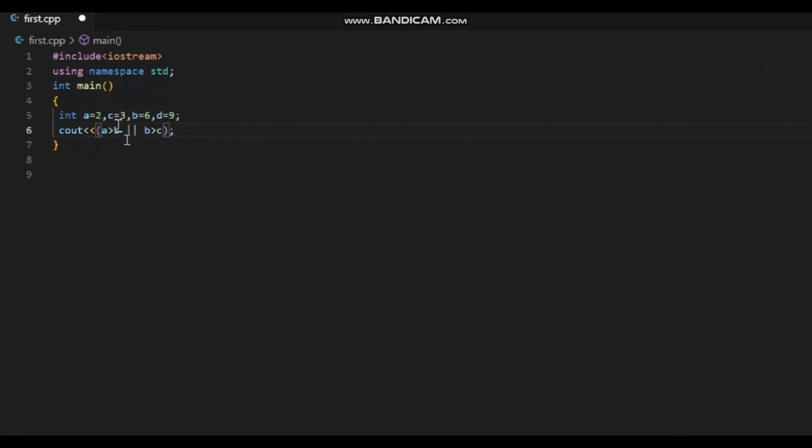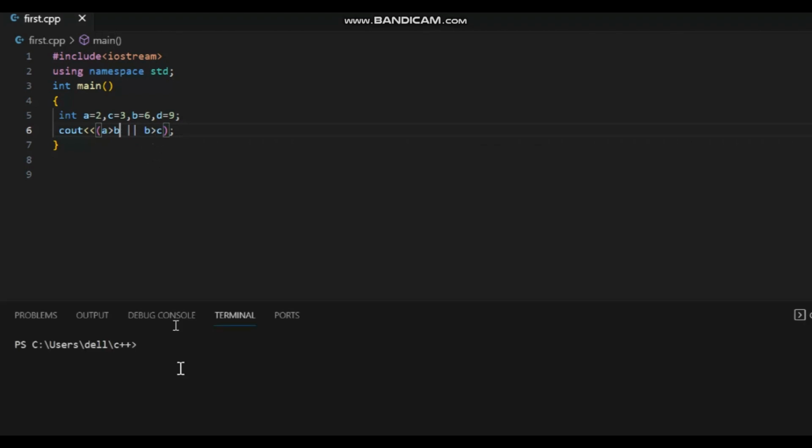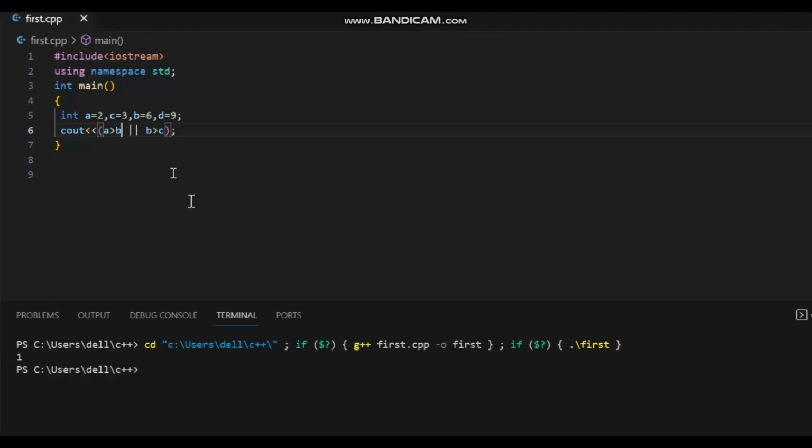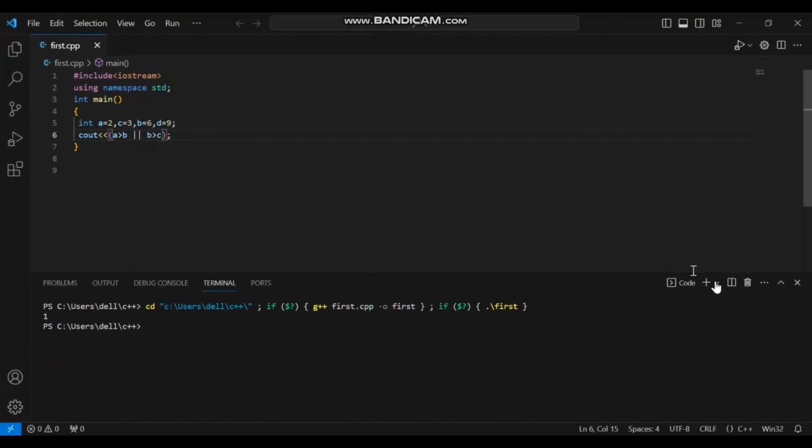But we are using the OR operator here. OR operator means at least one condition should be true. Here one condition is true, so it returns true. I'll check the output. Here it returns 1 because we are using the OR operator. One condition is true, so it returns true. If both the conditions are false, then it returns false.